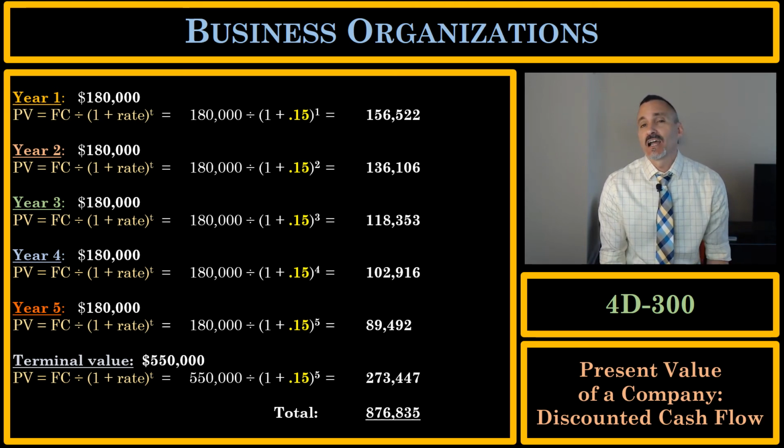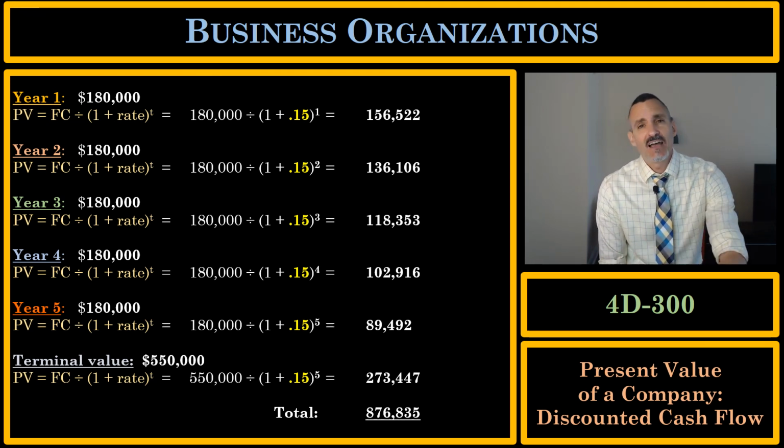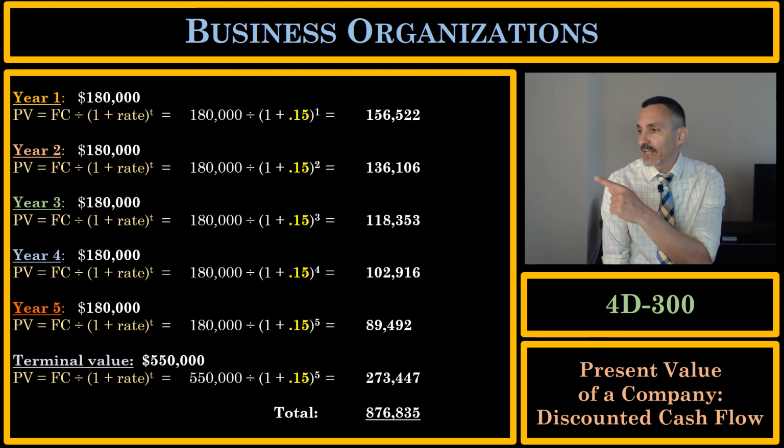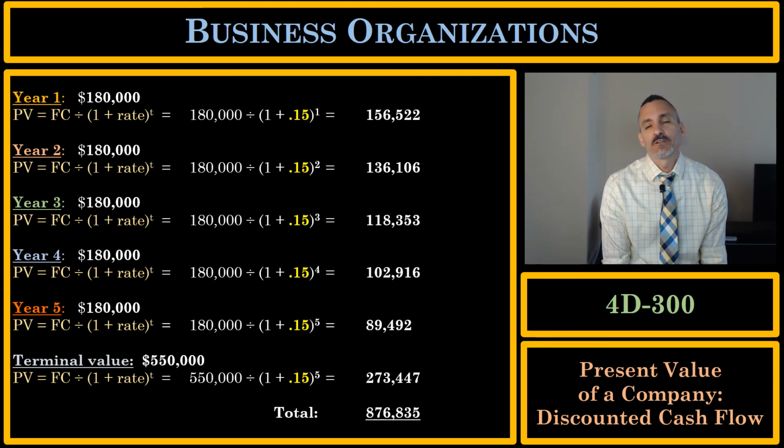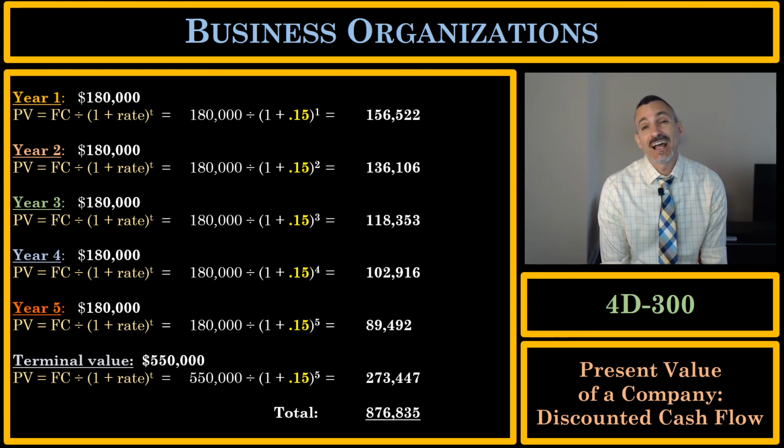The seller is going to come up with different numbers. The seller of the company is going to say, listen, those cash flows that you're expecting, no, the company is going to have much higher cash flows. And that rate of 15%, you should use 12%. And if you change those, then that number, $876,000, is going to be much higher. This just begins the negotiations with the seller.